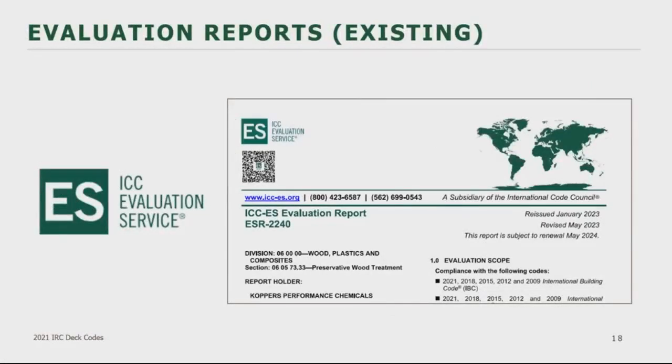Technology is always advancing faster than the codes. Often products and materials are too new to be included in your adopted code version. When this happens, building officials should rely on evaluation service reports to determine code acceptance. Be sure to verify that the ESR is current and that the product is approved for use in the code version that you have adopted.